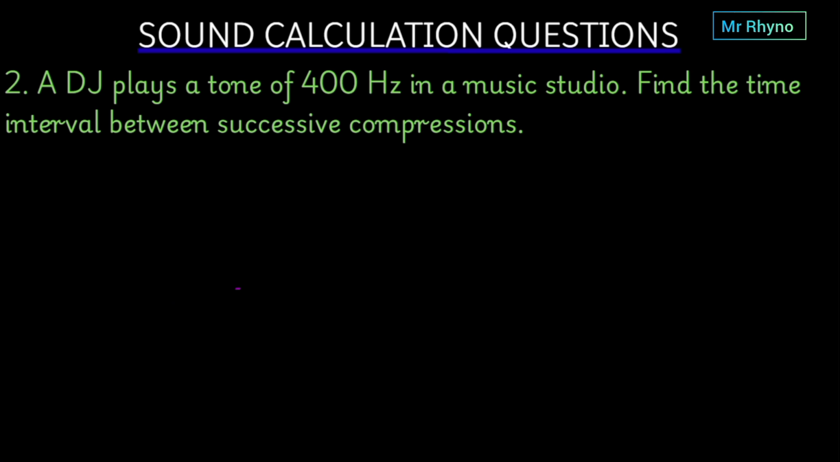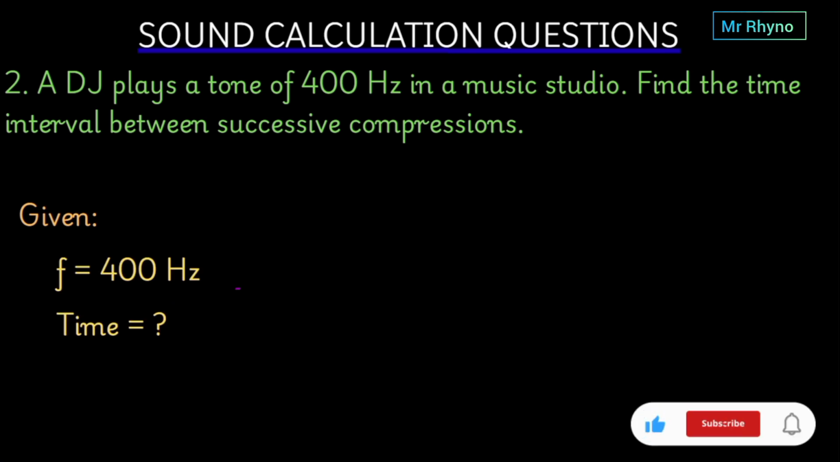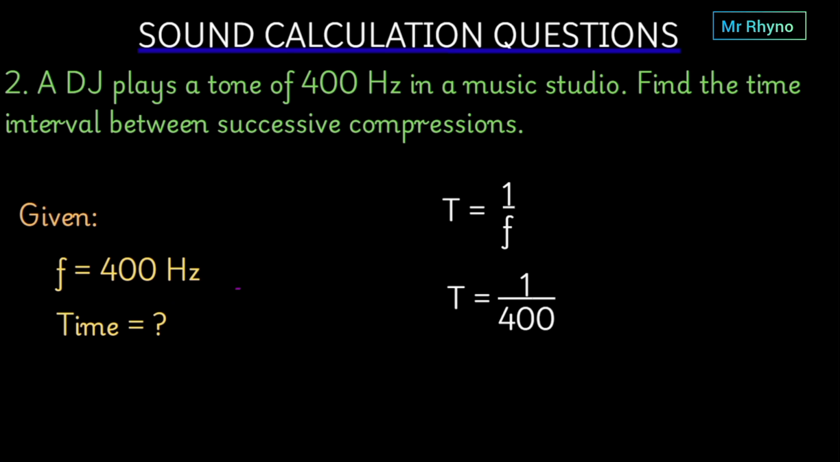Question 2. A DJ plays a tone of 400 Hz in a music studio. Find the time interval between successive compressions. We write the information given. We are given the frequency as 400 Hz and we need to get the time. Time is given by 1 over frequency. So it shall be 1 over 400 and this gives us 0.0025 seconds as the time.